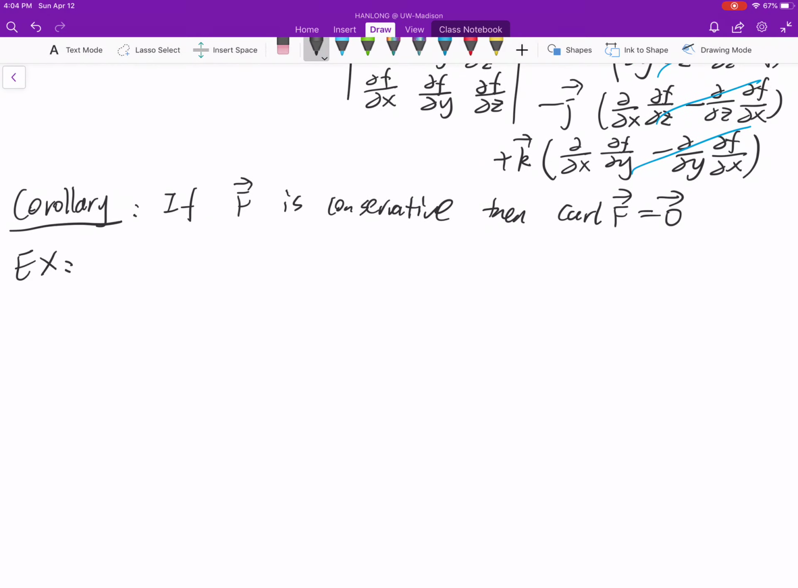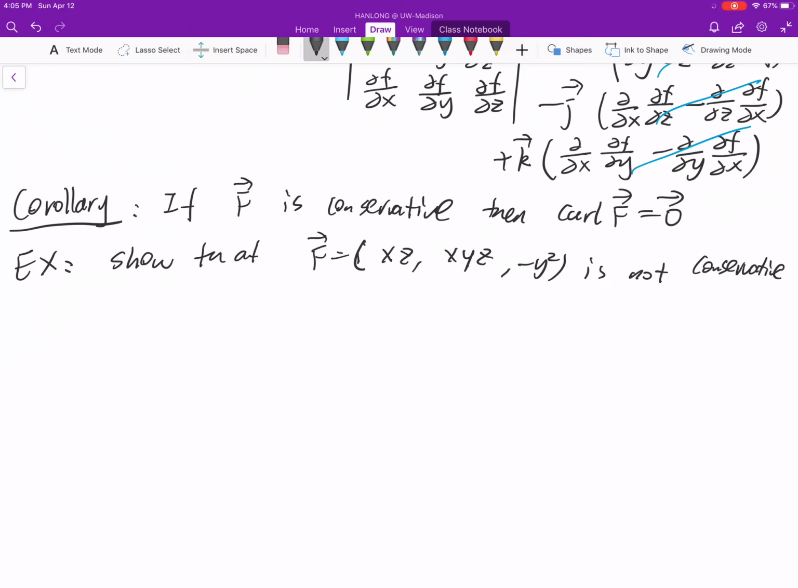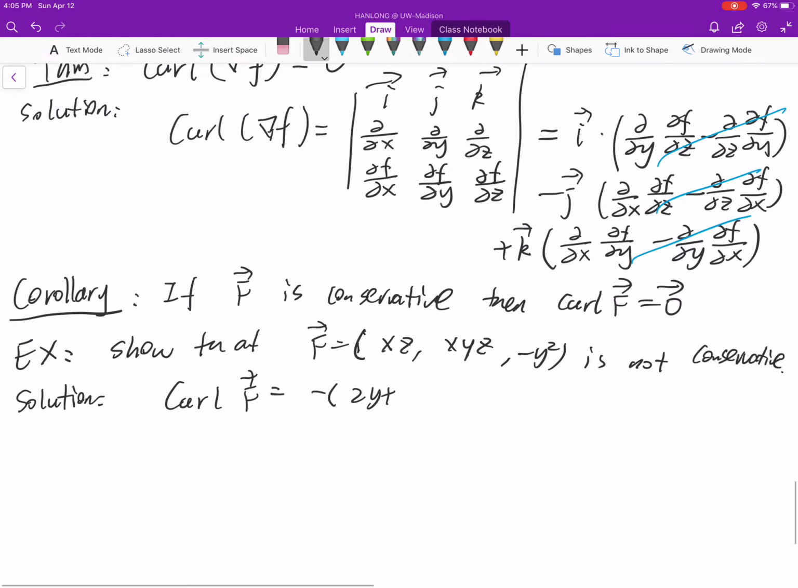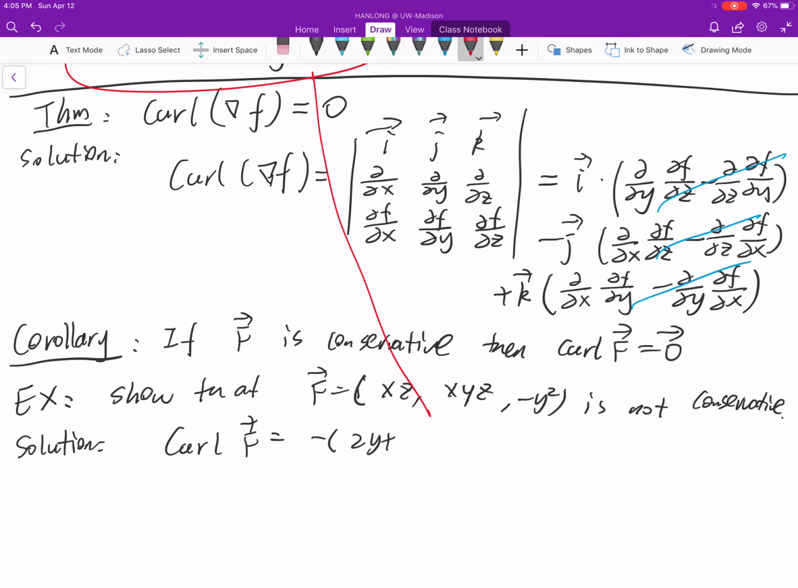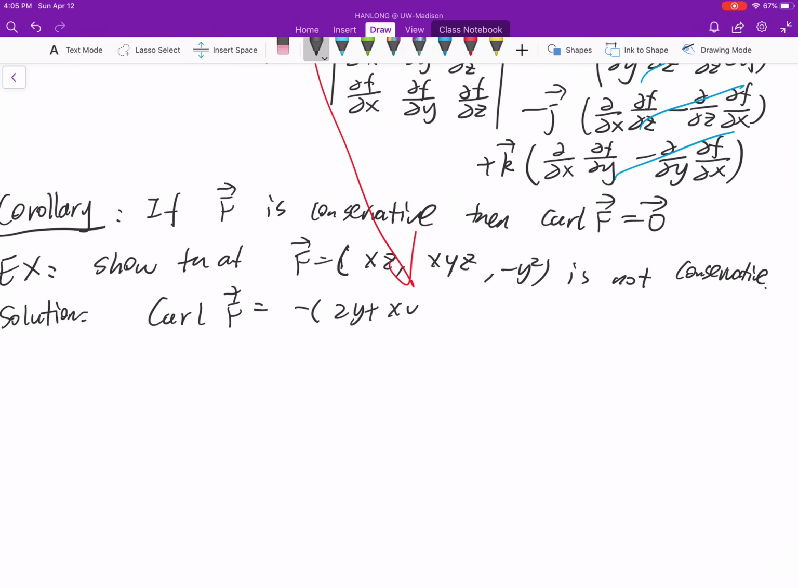So let's do one more example. Show that F equals xz, xyz, minus y squared is not conservative. Solution. Because we can compute curl F. We computed just above, so we can copy the answer here. Negative 2y minus xy i plus xj plus yz k, it's not a zero vector.